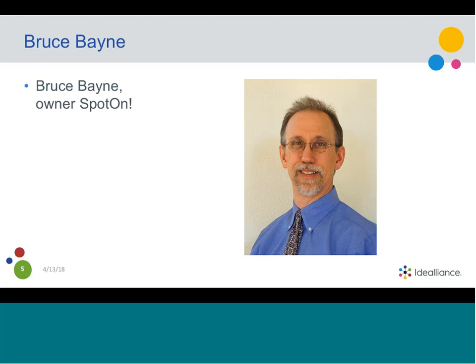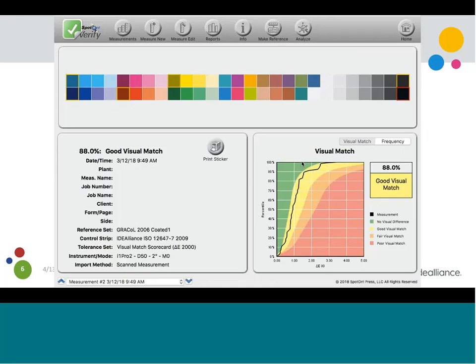And this is a screen from Spot On Verify. Now, typically it would have a Delta E mode in there, but this is showing a control strip, and then you can see in here there's something called CRF, which shows you a visual match and stacking of the Delta E's. Something very interesting, and just an example of the software and the tools that he's built.